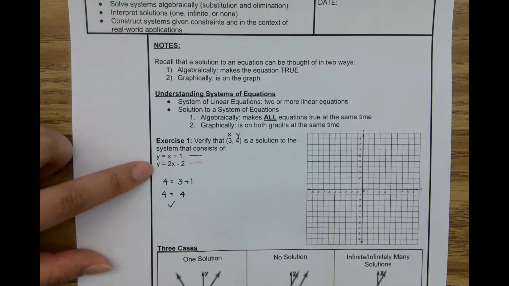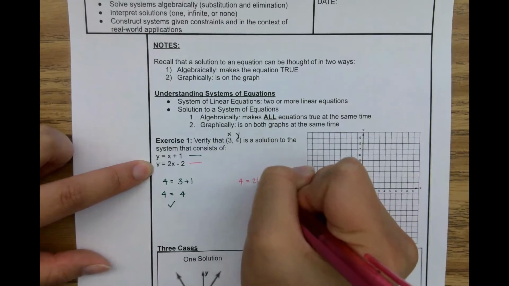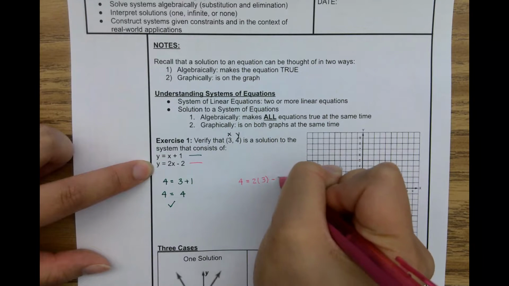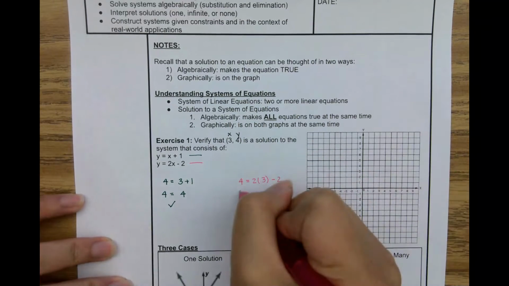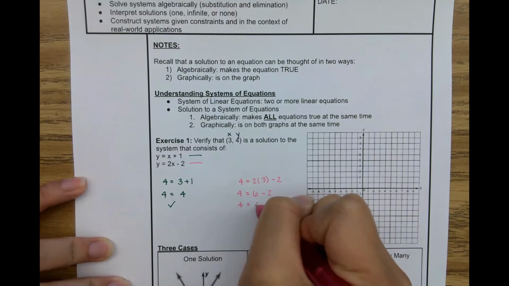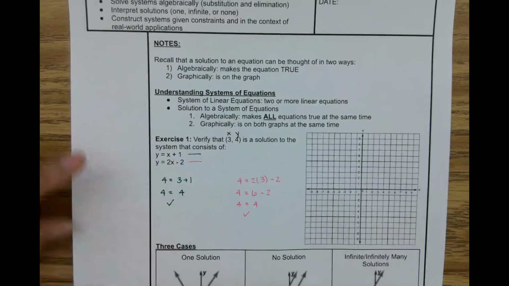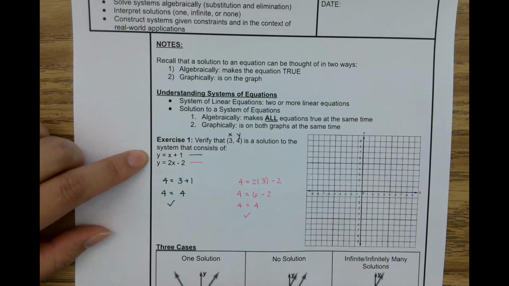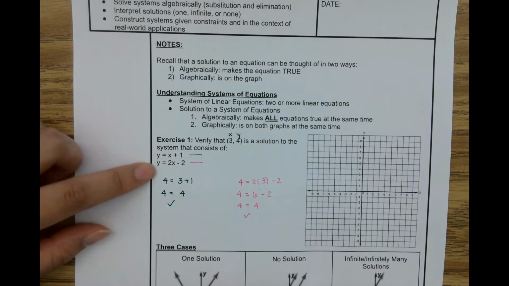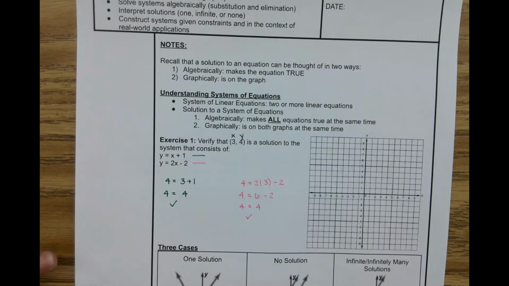Okay. Now I'm going to check it for the next one. So plugging it in again. So 2 times 3 is 6. 6 minus 2 is 4. Does 4 equal 4? Yes, it does. So algebraically, it is a solution to the system because when I plug it in, it makes both of the equations true. Okay? What does it look like graphically?